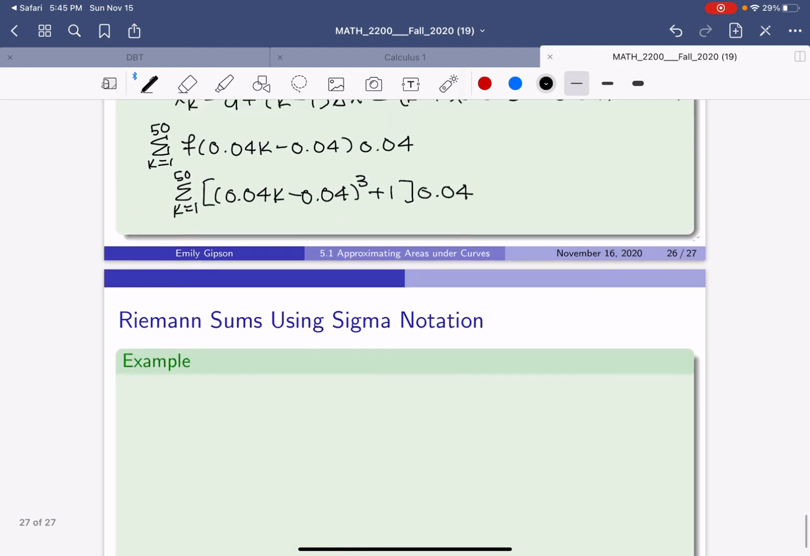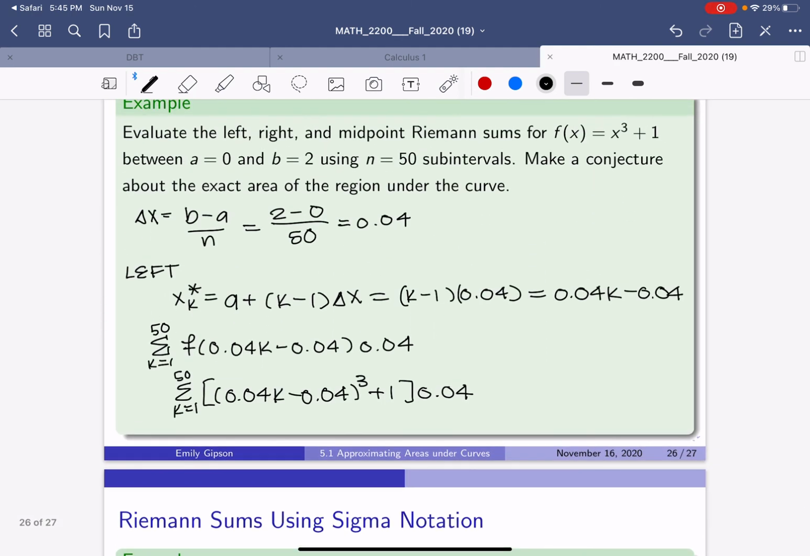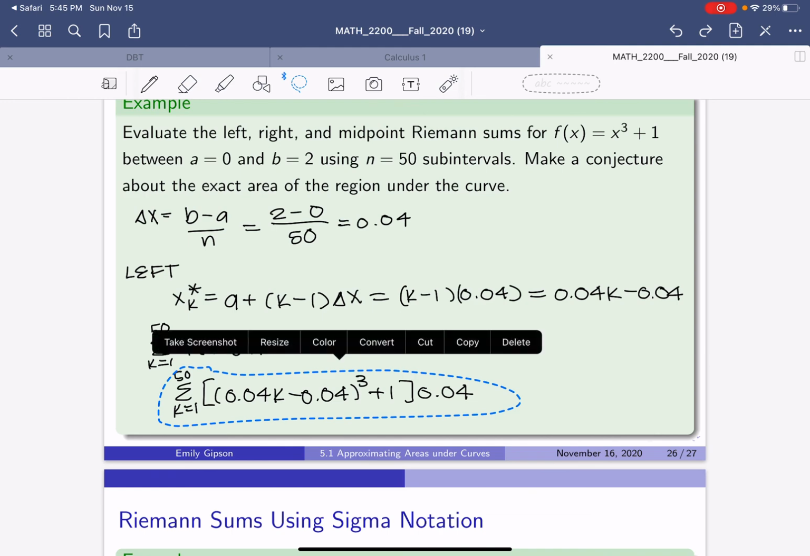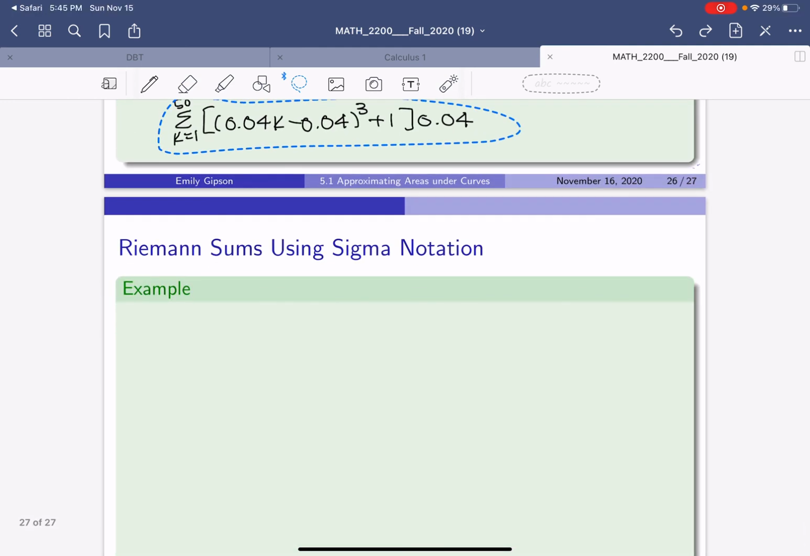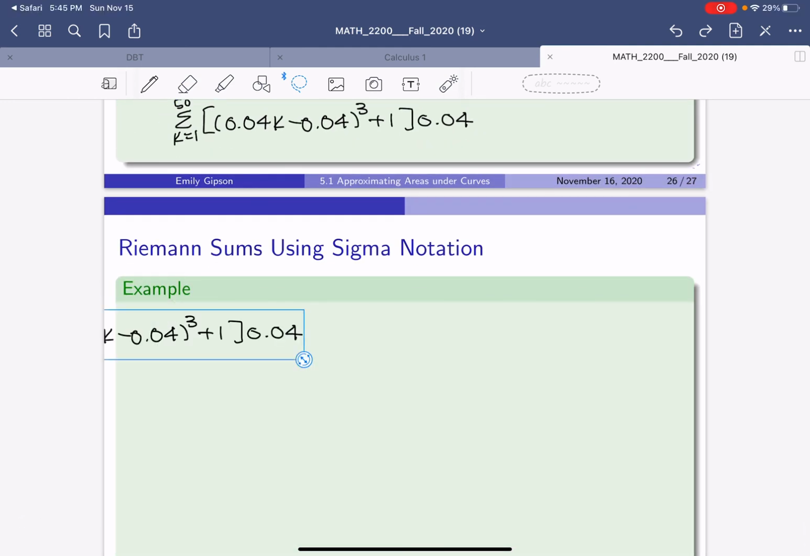I wonder if I have, yes I do. So I'm going to copy this to my next slide. Oh, that erased it. Good job, Emily. Copy. Paste here on my next slide.